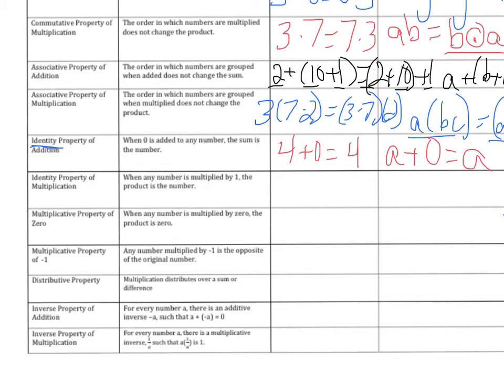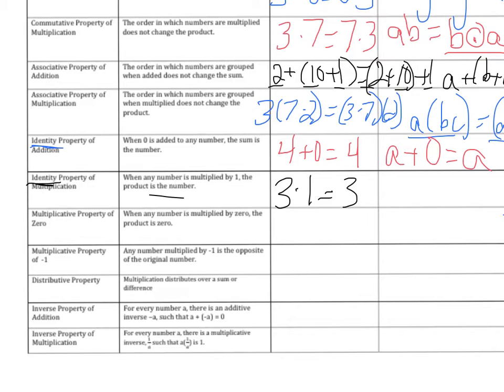The identity property of multiplication is similar, but there is a little bit of a difference. We're not multiplying by the number 0, we're multiplying by the number 1 because, as it says right here, when any number is multiplied by 1, the product is the number. In other words, anything times 1 is still itself. So 3 times 1 is 3, or negative 17 times 1 is negative 17.